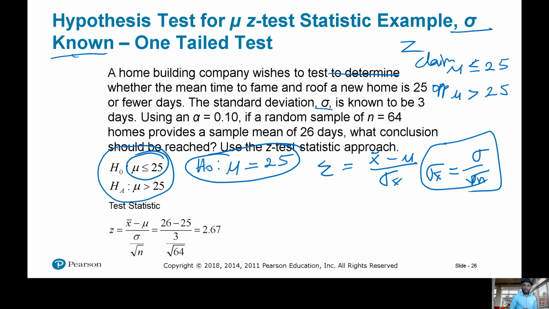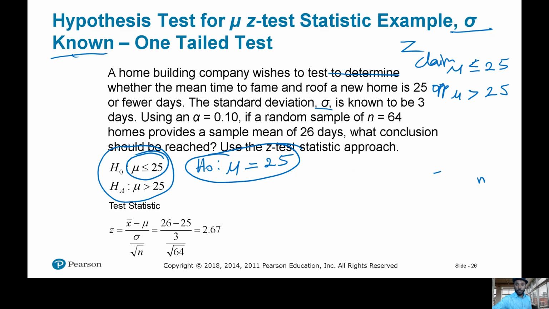And so here is a test statistic. So I will just put this in to remind you of what we've done in the past. And so that's how we got this. We have 26 minus 25, and 25, you got it from here. And the standard deviation is 3 divided by square root of n, and n is 64. If you do the computation, you should have 2.67. So our test statistic is 2.67.